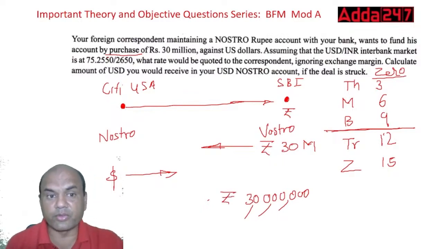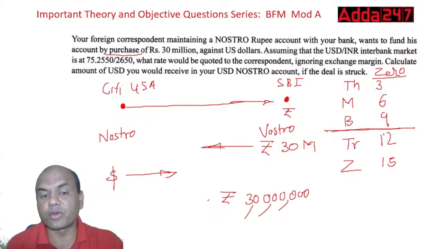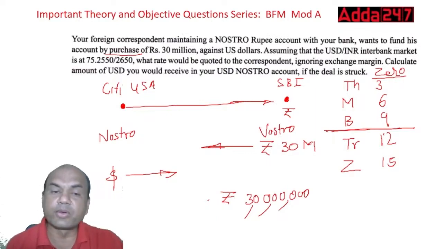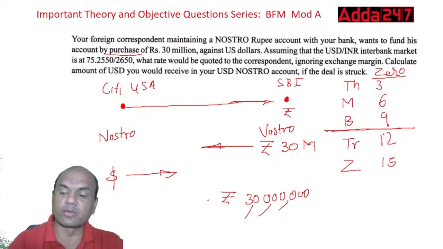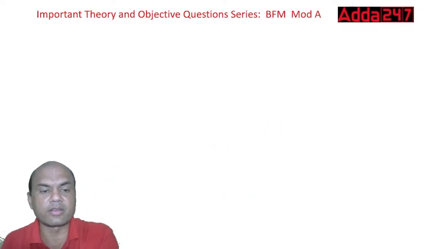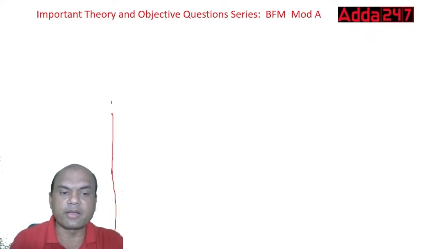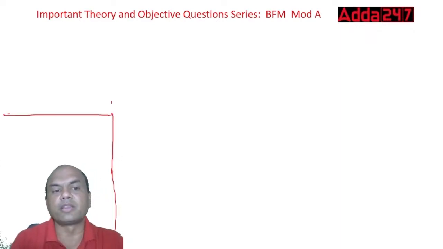Now understand this. What are you doing? See here, 30 million rupees is going out. So dollar is coming in. If dollars are coming in, what will we do? Will we buy or sell? Now look at this important part. Whenever dollars come in, everyone understand this. I'll just draw a line over here because my video is up to this part. So whenever dollars come in, we'll always use the buy rate.